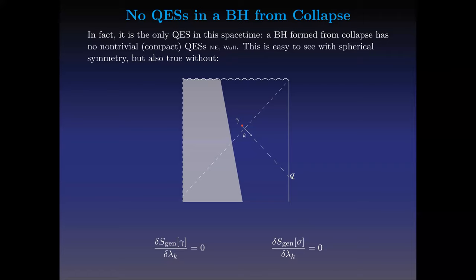And there's a very strong conjecture, the so-called quantum focusing conjecture. Many of us believe it's true. You can also use the generalized second law in this case to show that this quantity is monotonic along this null surface, which means that it can't be increasing and decreasing. And so the only possibility is for it to be zero everywhere. But in fact, it's not possible for it to be zero everywhere unless you're in exactly the equilibrium state. And so you get a contradiction, and you say, okay, it's simply not possible to have a non-trivial quantum extremal surface in this spacetime.